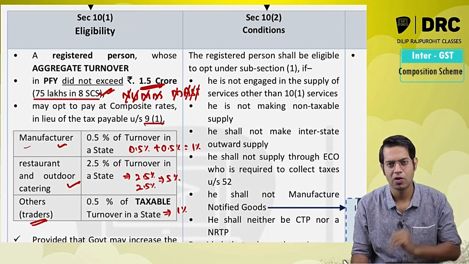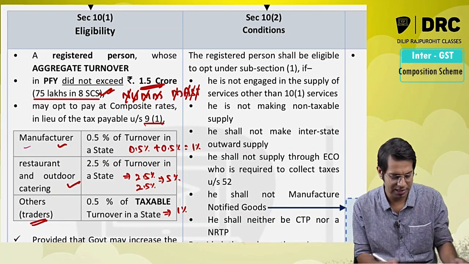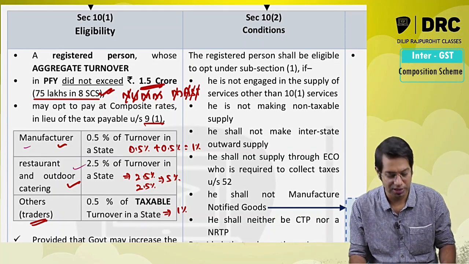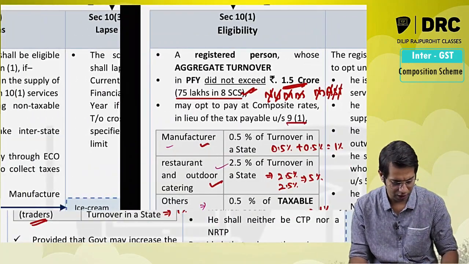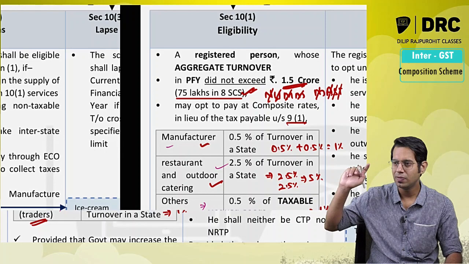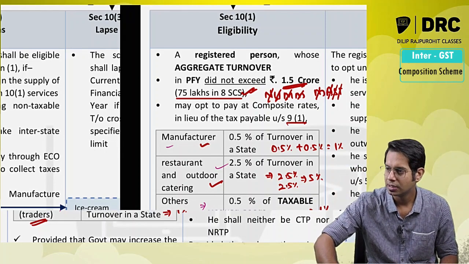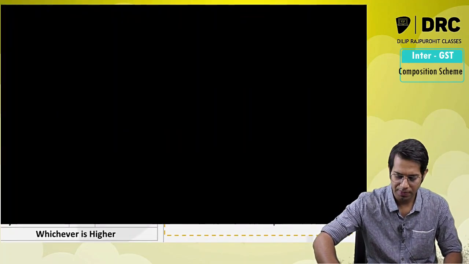0.5% of turnover in the state if you are a manufacturer, 2.5% of turnover in the state for restaurant and outdoor catering service providers, and for all other dealers of goods it is 0.5% of taxable turnover in the state, provided that this limit which is there, that limit can be increased.